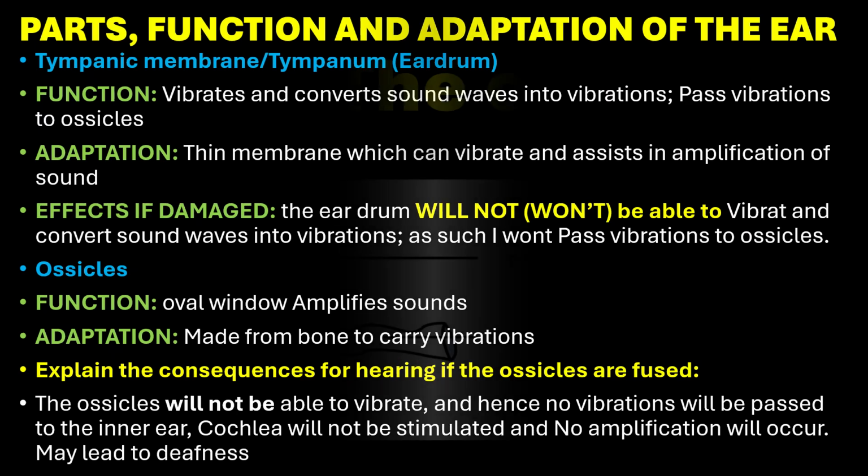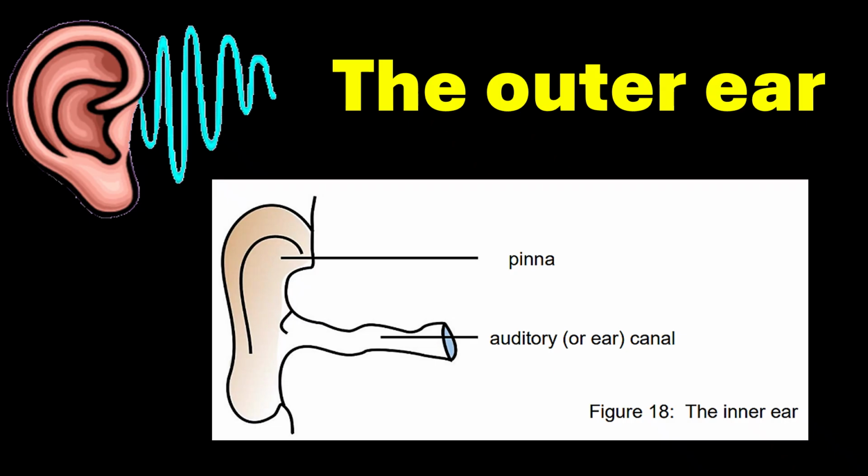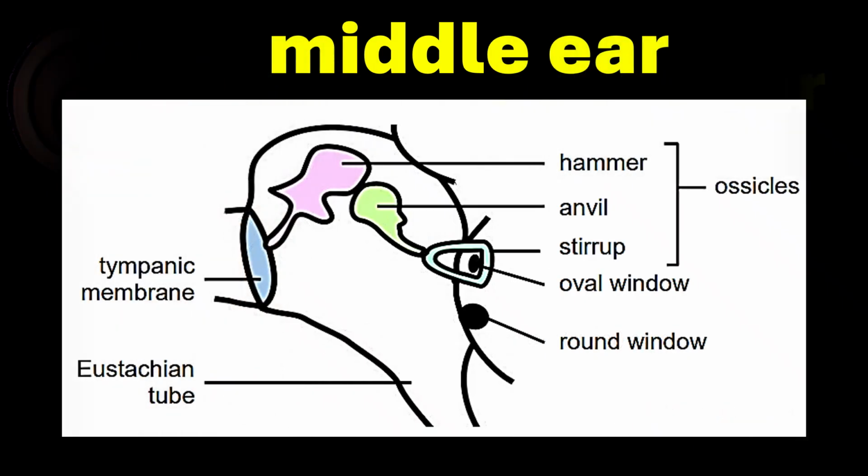Okay, so now let us go on to the different sections of the ear. The ear is divided into three parts. Here we have the outer ear, which consists of the pinna and the auditory canal. And then we have the middle ear. The middle ear consists of the tympanic membrane, Eustachian tube, then the ossicles, starting with the hammer, anvil, stirrup. For you to remember the names of these three bones, just use their first letters, H, A, S. It forms the word HAS.